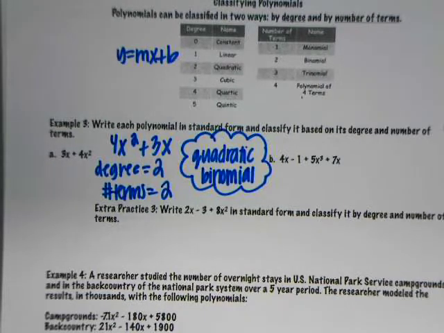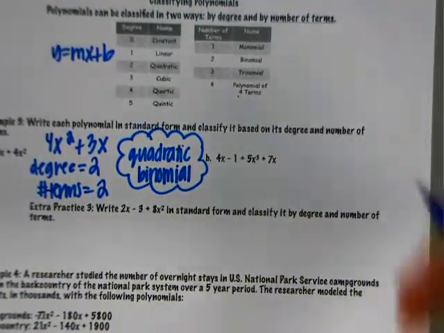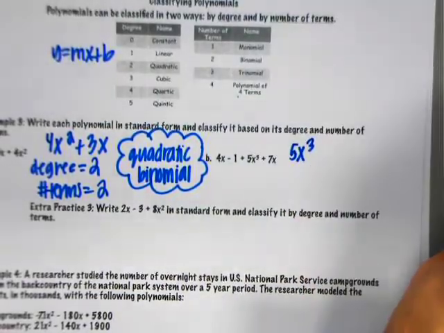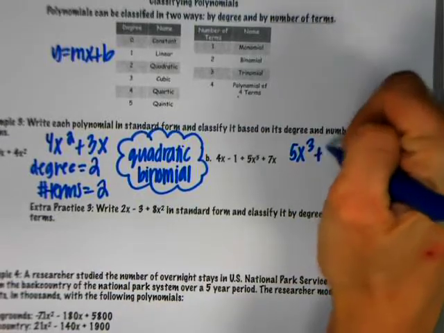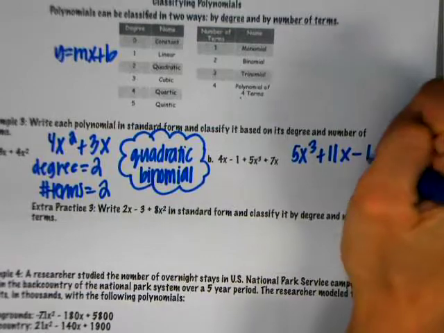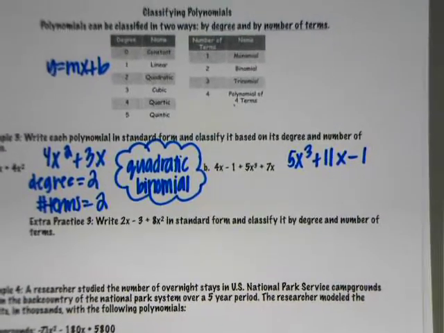Okay, next one. We have to put that one in standard form also. Which one should go first? Yeah, 5x to the third. Okay, then what? Can you add? Yeah, combine them together. 11x. Yep, so plus 11x. And then what? Minus 1. So if you can combine like terms as you're doing that, then do it. Okay?